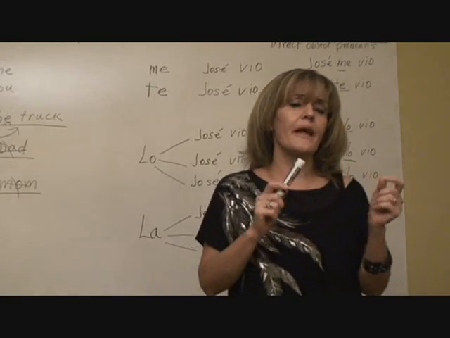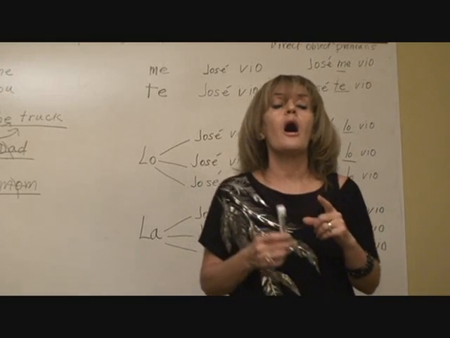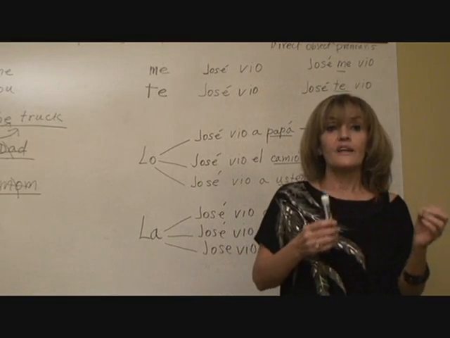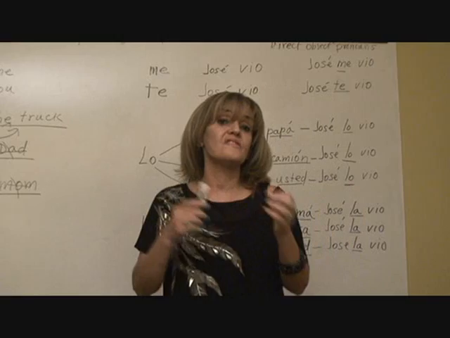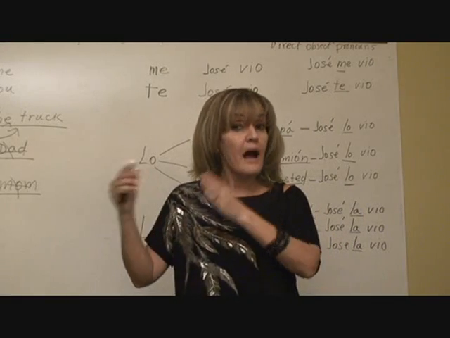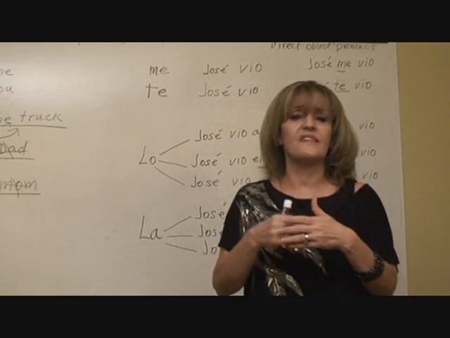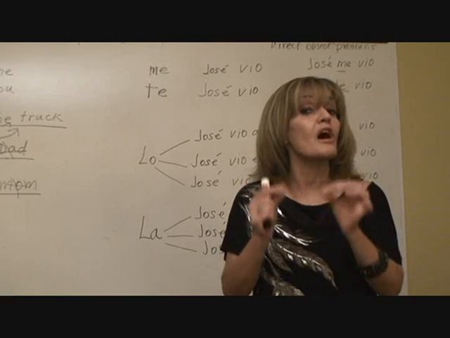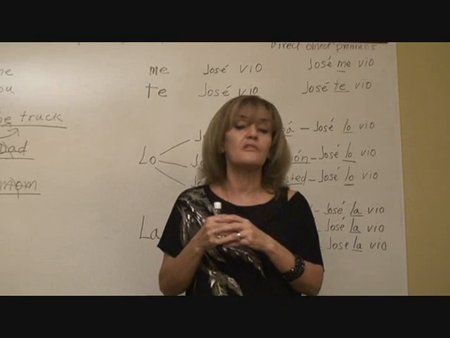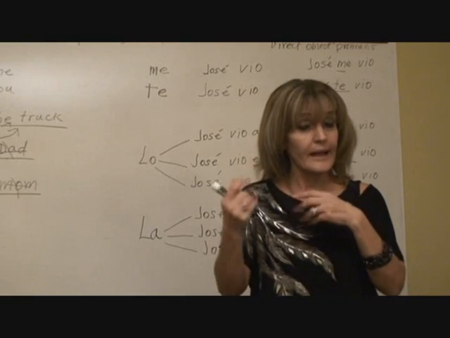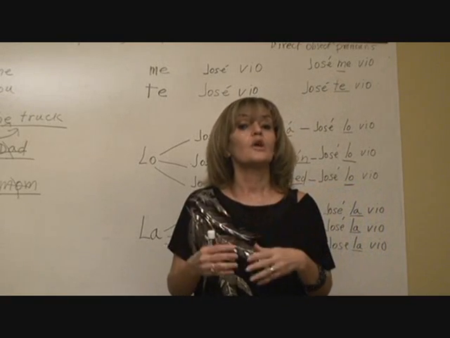A note here, in Spanish, when the direct object is a person, we use what we call the personal a. For instance, Jose vio a mamá. Jose saw mom. Because mom, of course, is a person, you put the a in there. If the direct object is a thing, you don't need the personal a. That's why it's called personal. Jose vio el camión. He saw the truck. You don't need the a there. Also, like in English, the direct object in Spanish answers the question, what or whom.